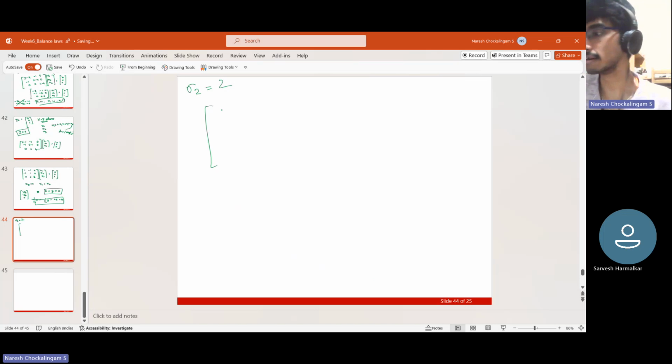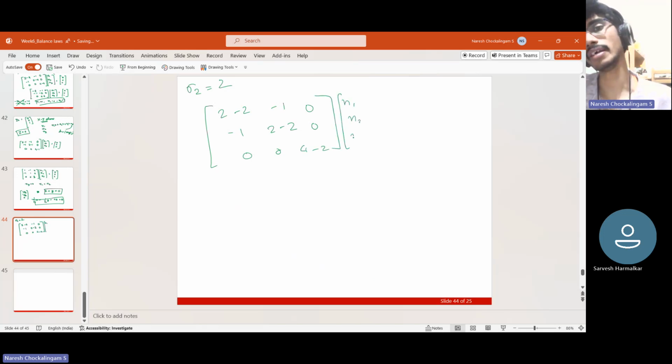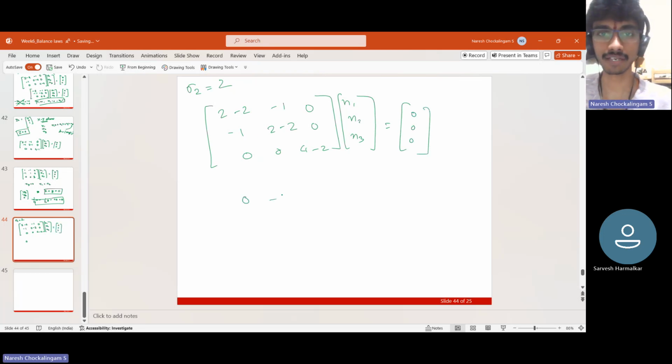We need to solve 2 minus 2, minus 1, 0, minus 1, 2 minus 2, 0, 0, 0, 4 minus 2. This n1, n2, n3 is equal to 0, 0, 0. So the solution is 0 minus 1, 0, minus 1, 0, 0, 0, 0, 2.